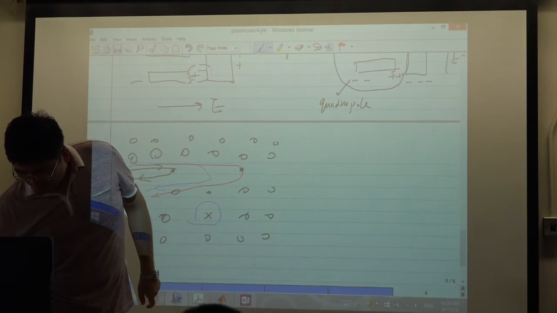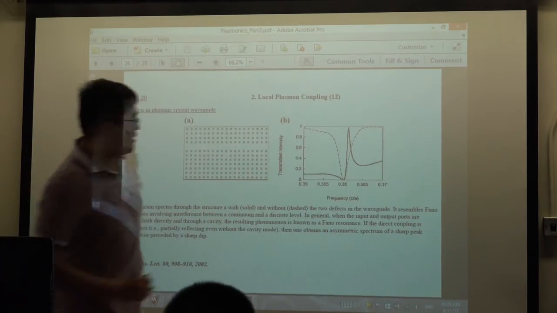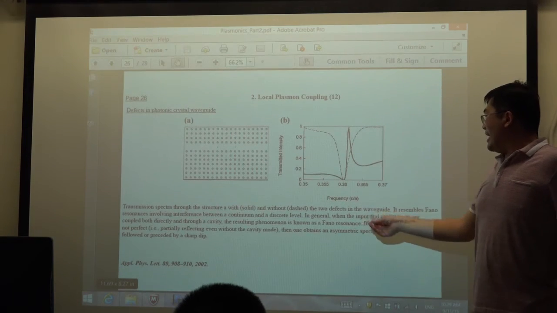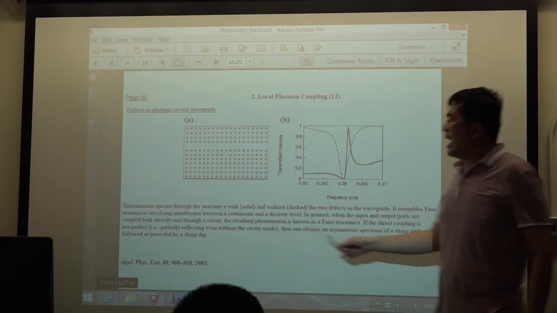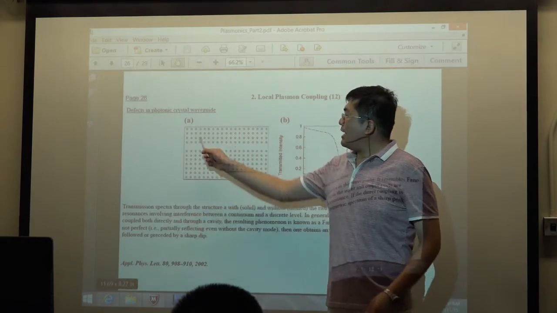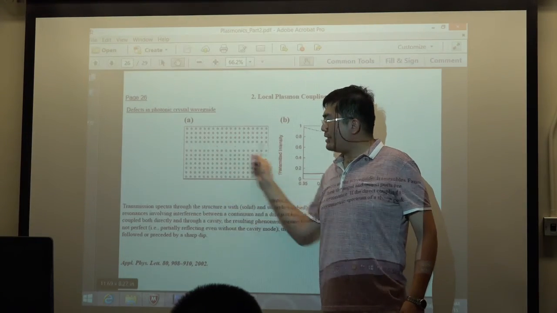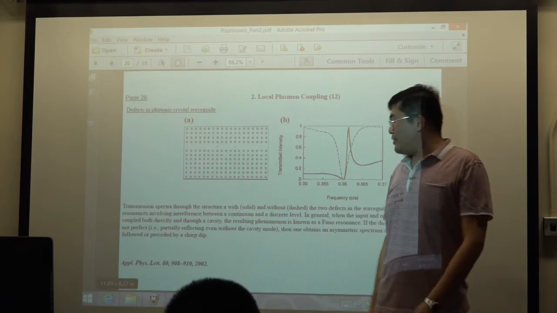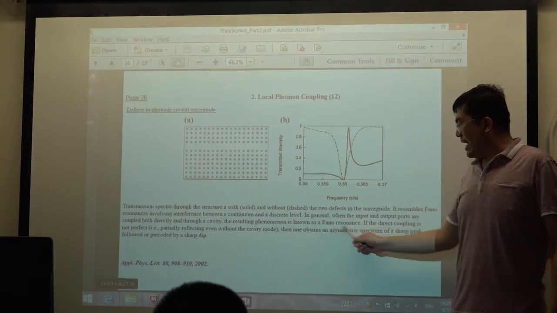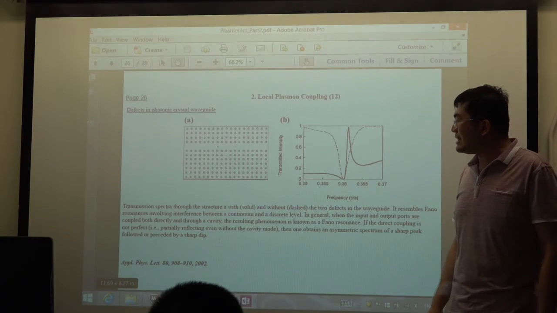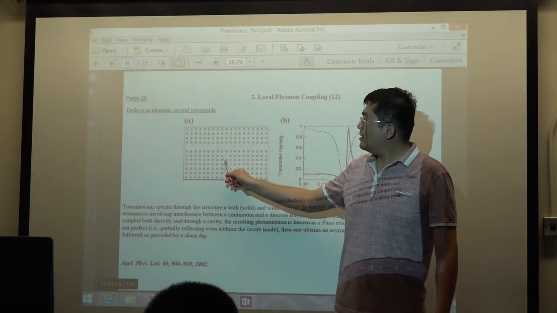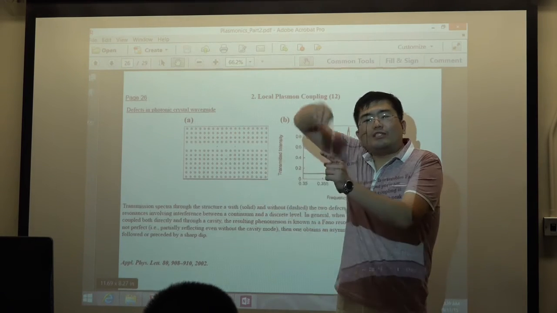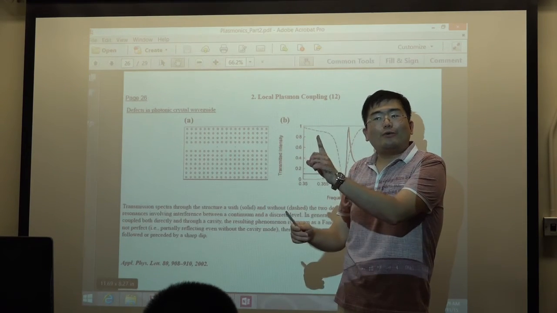So what's the idea? Typically, when the input and output are coupled both directly and through a cavity, they have Fano resonance. Why do they have Fano resonance? Because they have a discrete spectrum. The one resonance is discrete, very narrow, one single mode.